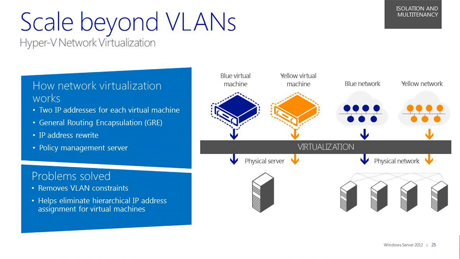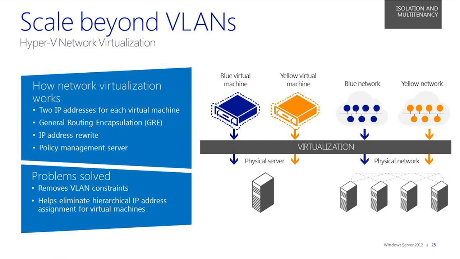And then we want to scale beyond VLANs by being able to have a technology that's built in called network virtualization. So network virtualization is solving 2 problems. It's solving the restraints that we currently have with VLANs, which is 1,000 VLANs that can be created, and helps eliminate hierarchical IP address assignment for virtual machines. So customers are not going to have to go and reset and rename and redo all their IP settings for their sets of virtual machines that are running their applications.